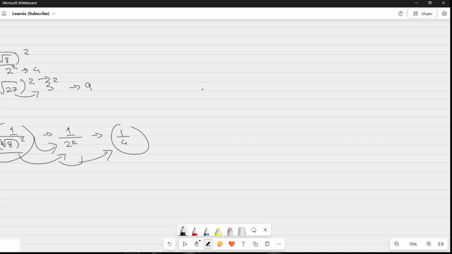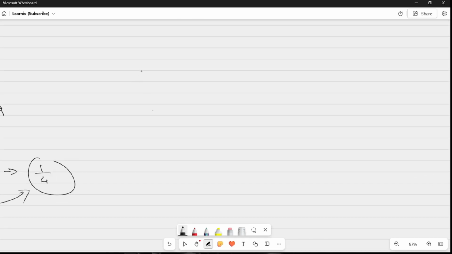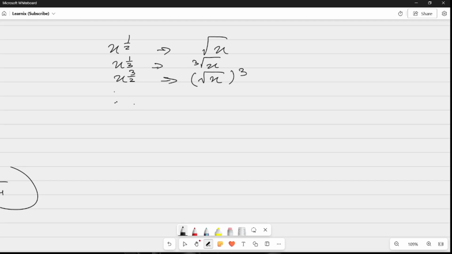Let me move it over to this side. All right. So let's say we have x to the power of 1 over 2, right? That's going to be the square root of x. Let's say we have x to the power of 1 over 3, right? That's going to be the cube root of x. Let's say we have x to the power of 3 over 2, right? We are going to have the square root of x to the power of 3. Very nice.